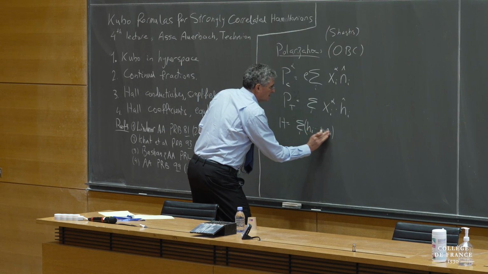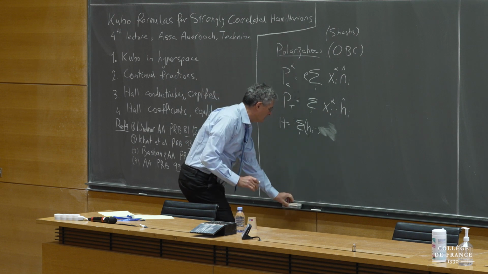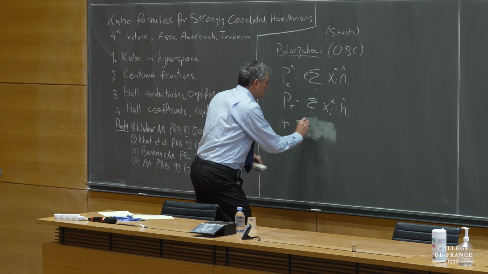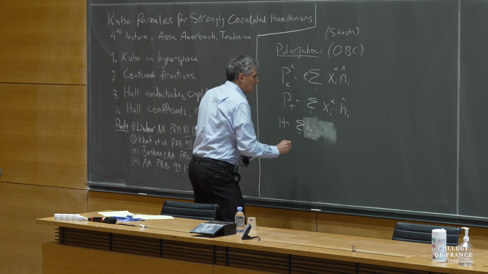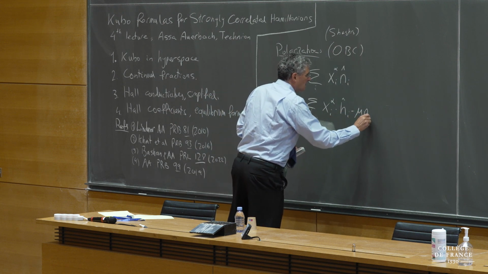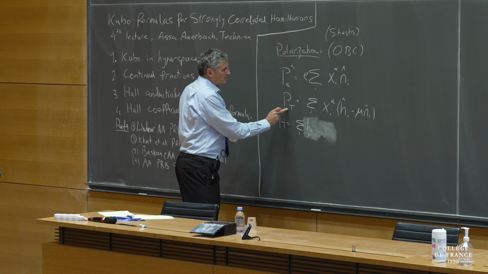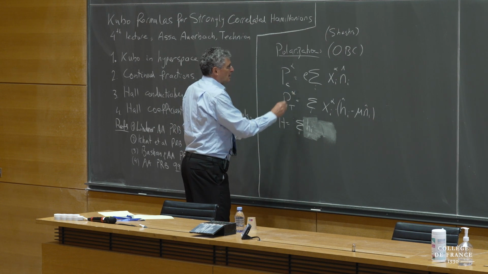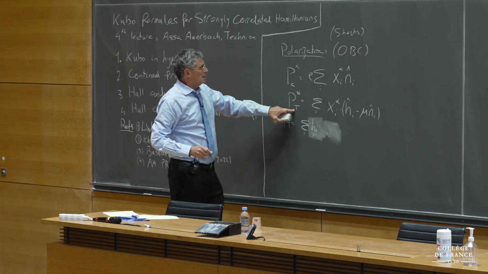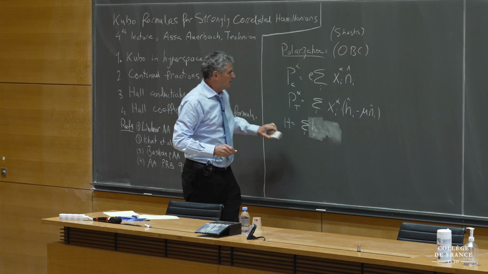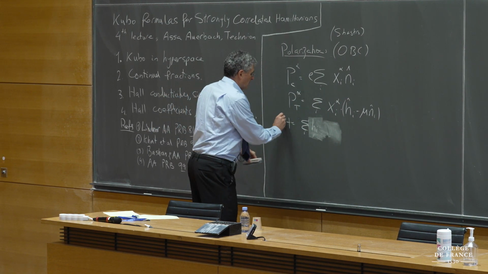Sorry, that's not here. That is the decomposition of the Hamiltonian, and here you write mu times N_i. So this is the thermal, or the heat polarization defined on an open boundary condition.